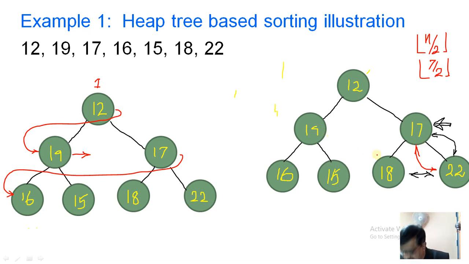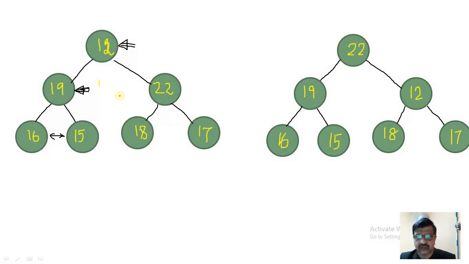Then comparison will be done for the parent n by 2 minus 1, that is 19. The probe will be placed on 19 because he is the second parent. His children are 16 and 15. How do we arrive at these children? We multiply the position of this parent with 2 and add 1. This is the second place of the parent. 2 into 2 is 4, and 4 plus 1 is 5. So the fourth and fifth nodes happen to be the children of 19. 16 is the biggest and 16 happens to be lesser than 19. Therefore, parental dominance has been preserved over here.